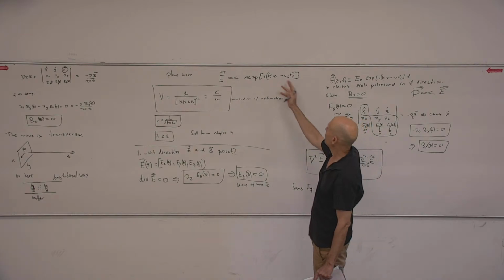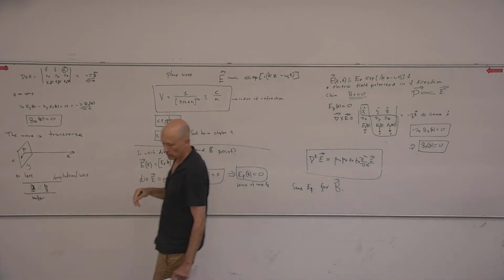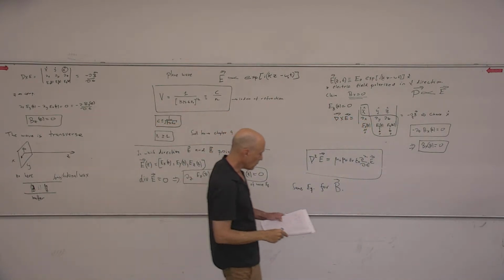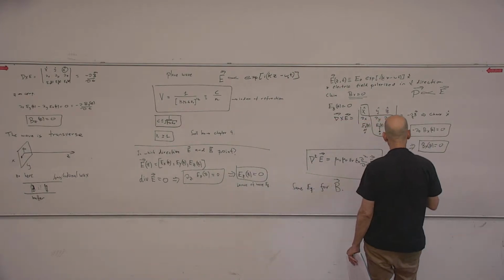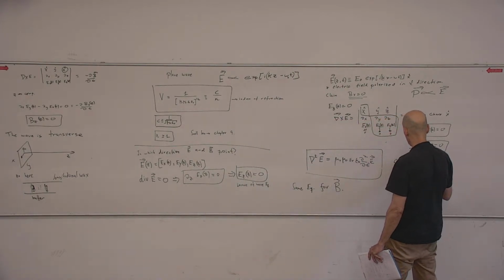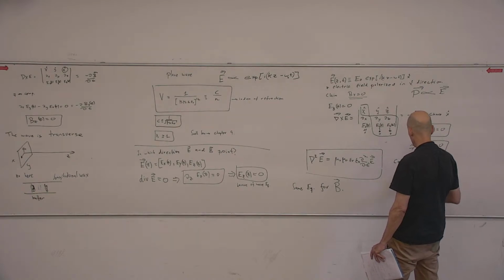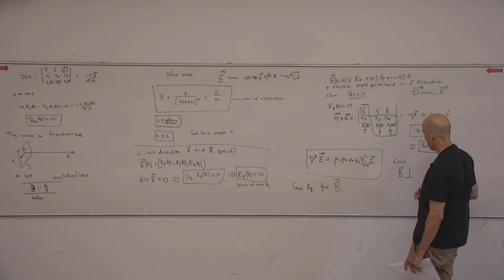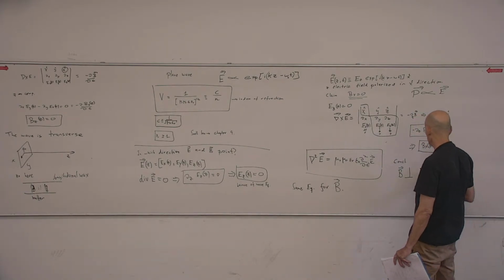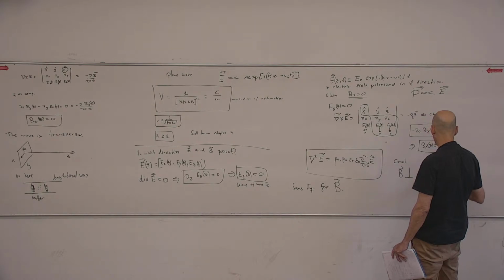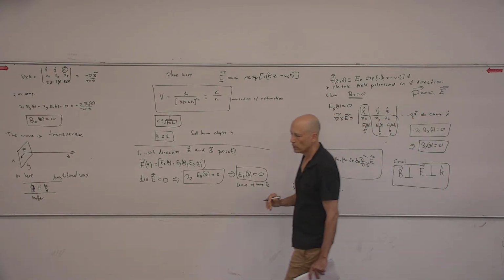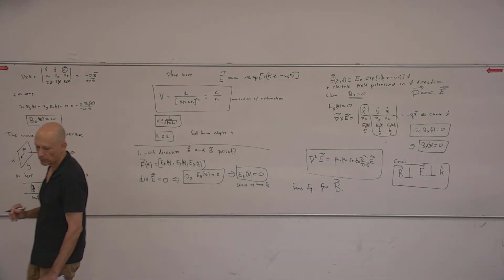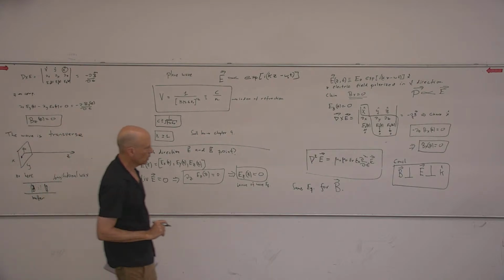k and omega are linear, so it's the same thing. And what does this mean? The conclusion now is that the B vector is perpendicular to E, and both of them are perpendicular to k. k is the direction of the propagation of the wave, which was chosen at the beginning to be the z direction.